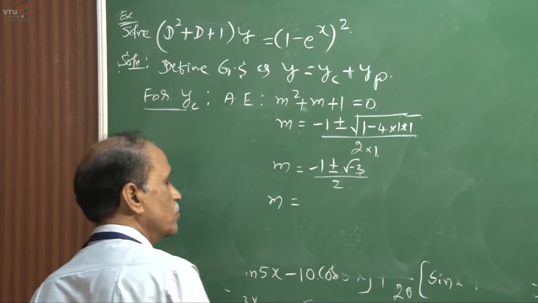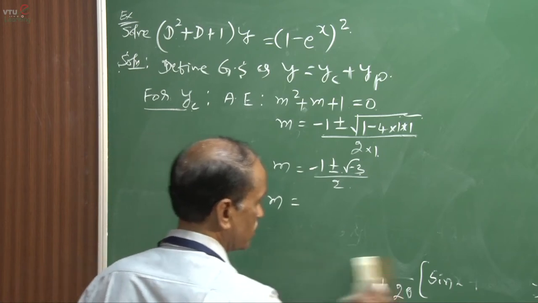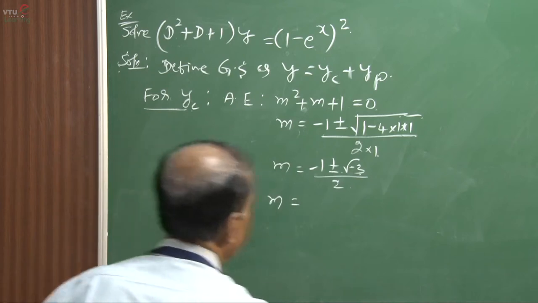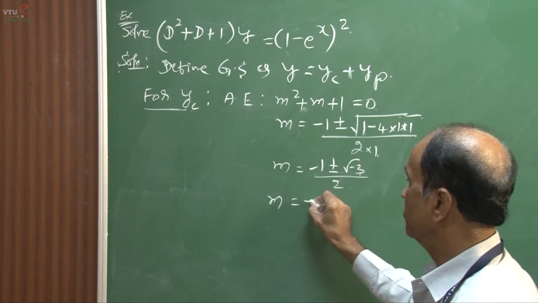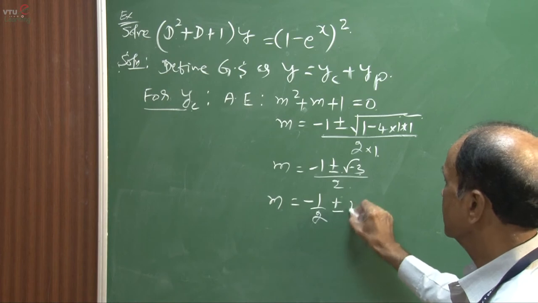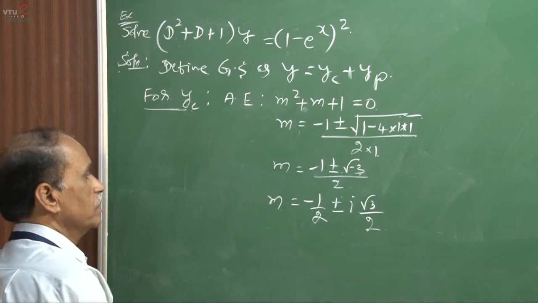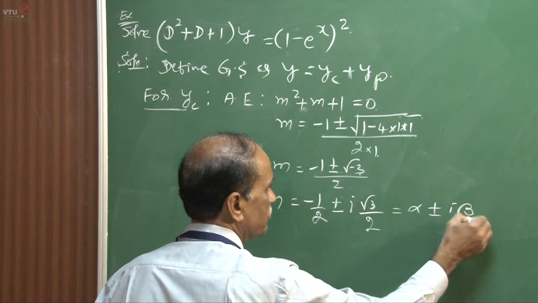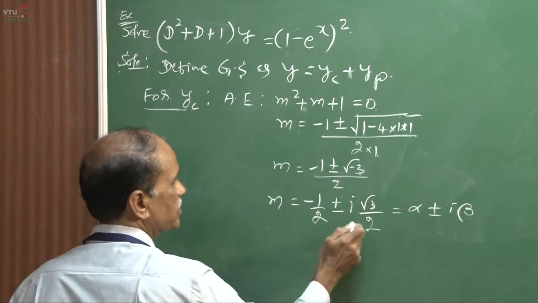Then m is equal to minus 1 by 2, plus or minus i into root 3 by 2. This is m is equal to alpha plus or minus i into beta. Therefore, the complementary function takes the imaginary roots.